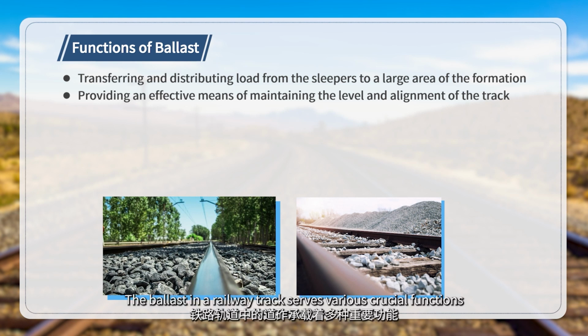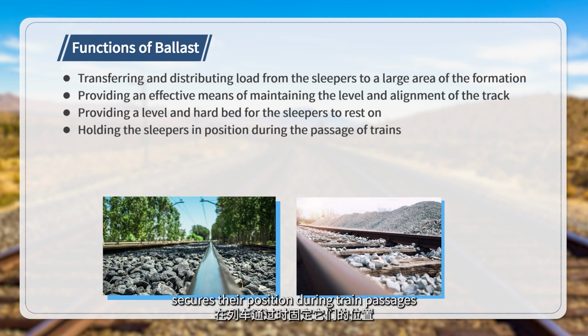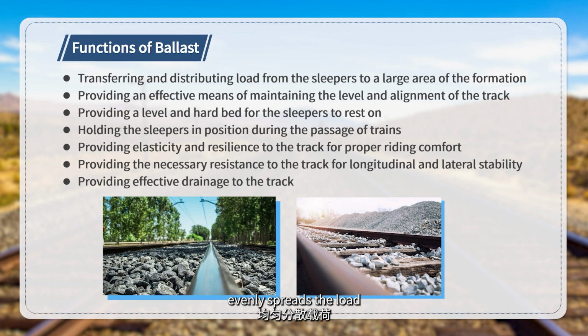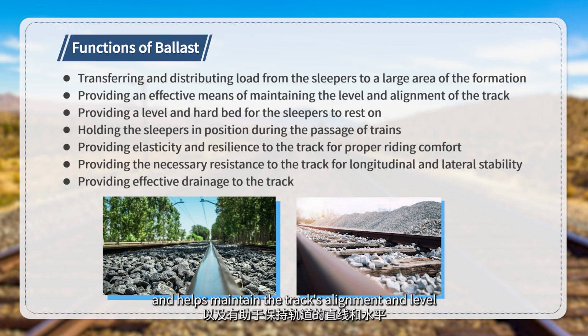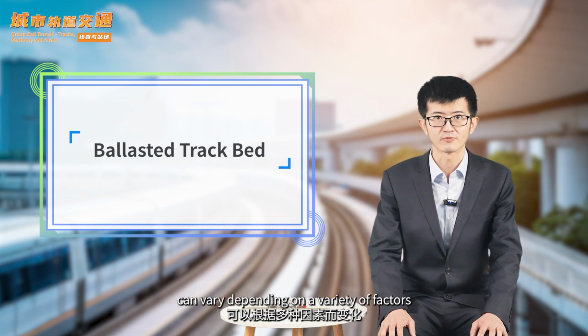The ballast in railway tracks serves various crucial functions. It provides a sturdy base for sleepers, secures their positions during train passages, evenly spreads the loads, enhances ride comfort by offering flexibility, ensures stability, aids drainage, and helps maintain the track's alignment and level. The size and the quality of the track ballast can vary depending on a variety of factors, including the weight and the speed of the trains, the climate and soil conditions in the areas, and the local regulations and standards.